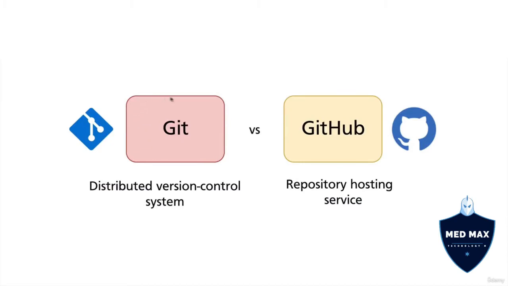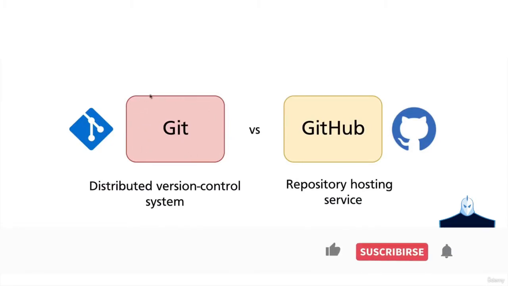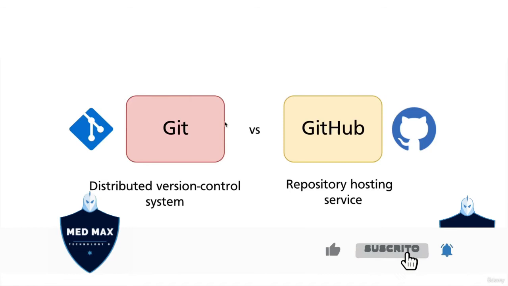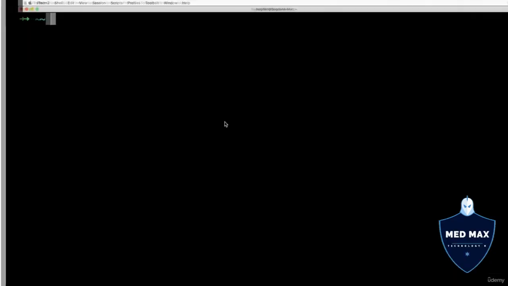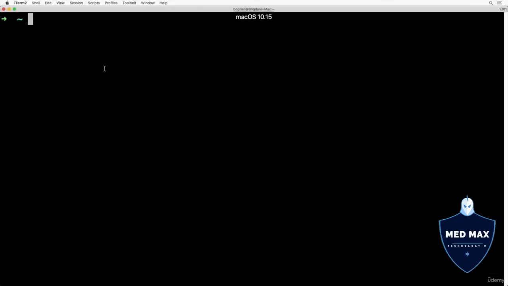In order to be able to use Git, you need to have it installed on your computer. You could verify whether it is installed or not by going to the terminal. On Mac I'll use iTerm2, on Windows you could use PowerShell, and type here git --version. And if Git is installed, you should get its version here, like I just did.